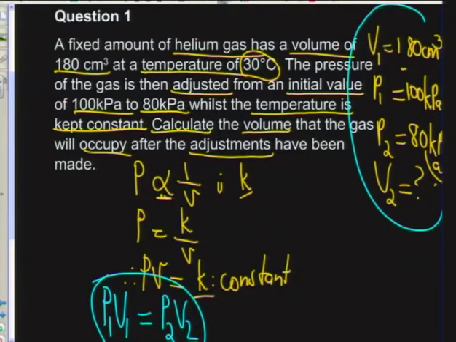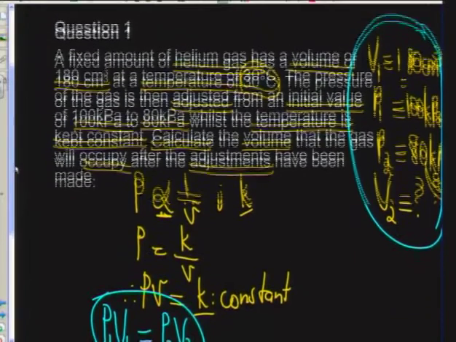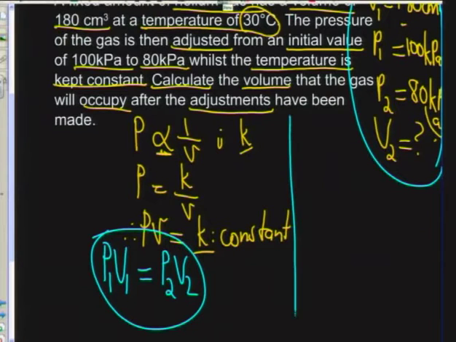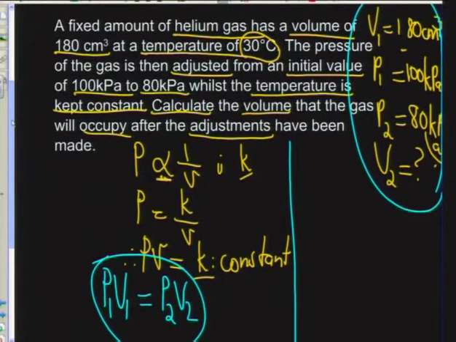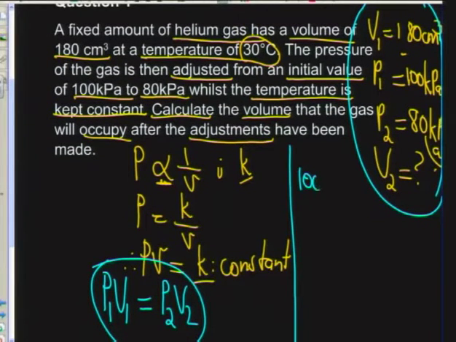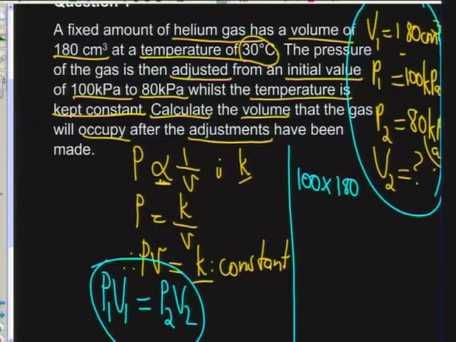Okay, so these values here, we can take them and plug them in here. Now, how do we do that? What is P1? So let me use the space here. What is P1? P1 is 100 kilopascals. So for P1, I am going to write 100 kilopascals times V1. What was the V1? V1 was 180. These will be equal to P2, okay? P2 is 80 times V2. What is V2? V2 is what we are looking for.